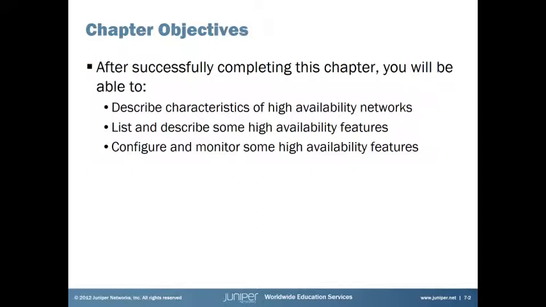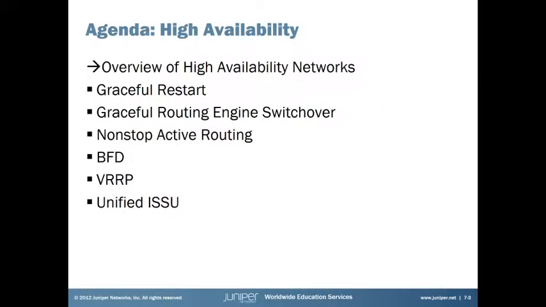So we're going to look at characteristics of high availability networks, list and describe some of the high availability features, and look at configuring and monitoring some of these features. So here's a few we're going to look at. We're going to do an overview. We're going to look at a thing called graceful restart, which has to do with how routers manage routing protocols while the router is doing a restart, or if the router has to do a restart.